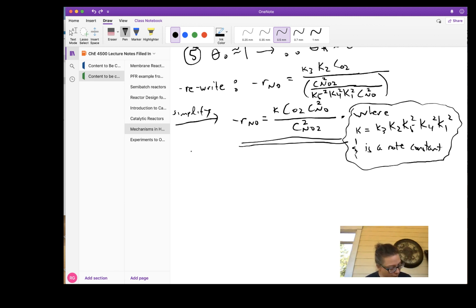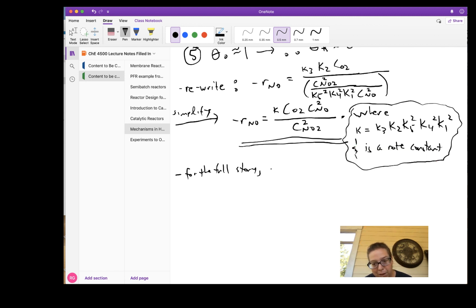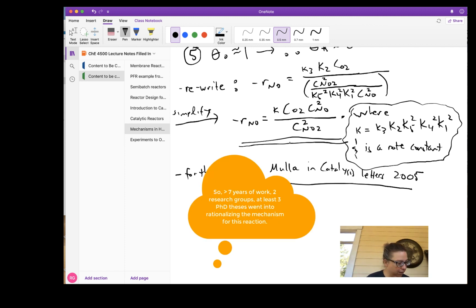And if you want to see the full story on this one, there's a paper by Shadab Mullah from Fabio Ribeiro's group in Catalysis Letters from 2005. You can see how they rationalized the observed behavior.